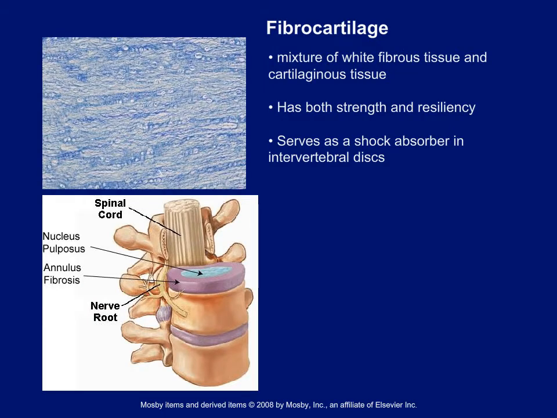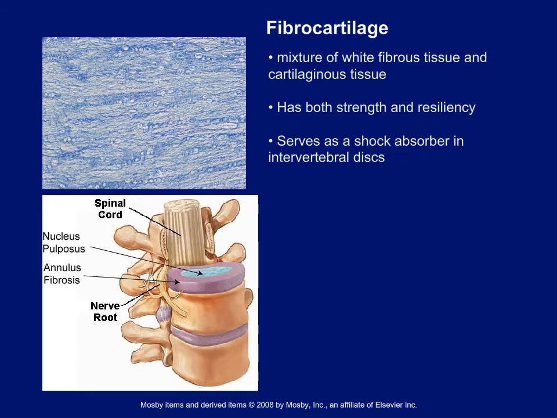Okay, a third type of cartilage is fibrocartilage, and fibrocartilage has a lot more visible fibers. That is, it's a mixture of white fibrous connective tissue and also our chondrocytes. And so it tends to be one of the strongest types of cartilage, but also have some resiliency to it. That is, it tends to give a little bit. And the one place that we find a lot of fibrocartilage is in the intervertebral discs.